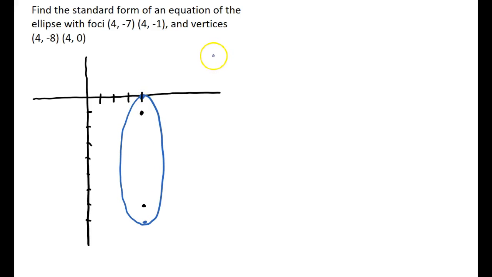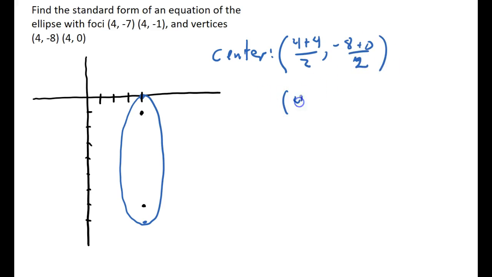Question is, where's the center? Well, the center is going to be the midpoint of my vertices. So the center, remember the midpoint formula? Add the x's and divide by 2. Add the y's and divide by 2. And I'm going to get 4, comma, negative 4. So it's right there. Okay, since the major axis is vertical, I'm going to have a squared underneath y squared.